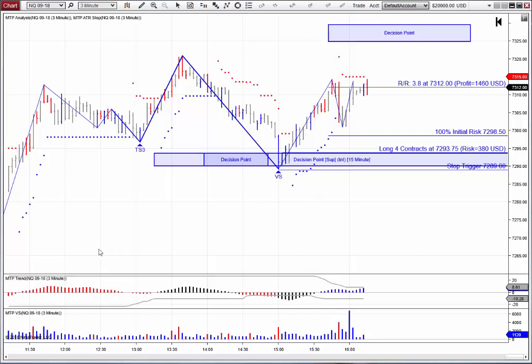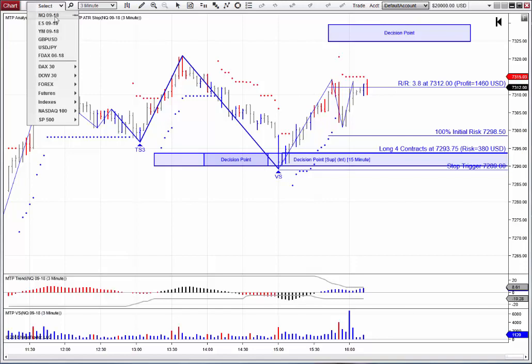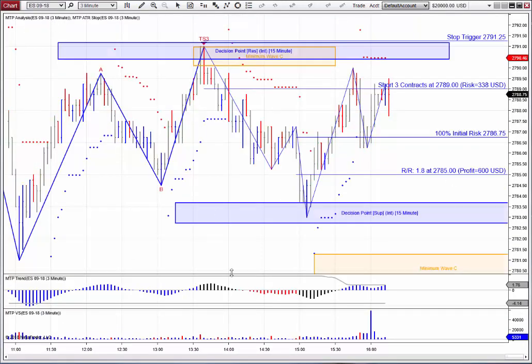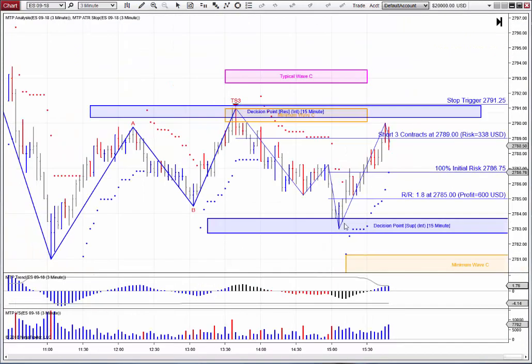So hopefully a good example of using our multi-time frame analysis, using the 15-minute and 3-minute charts to uncover some good trade setups on the NQ towards the end of the day there, and then also on the ES a bit earlier to catch that fall into that low there.